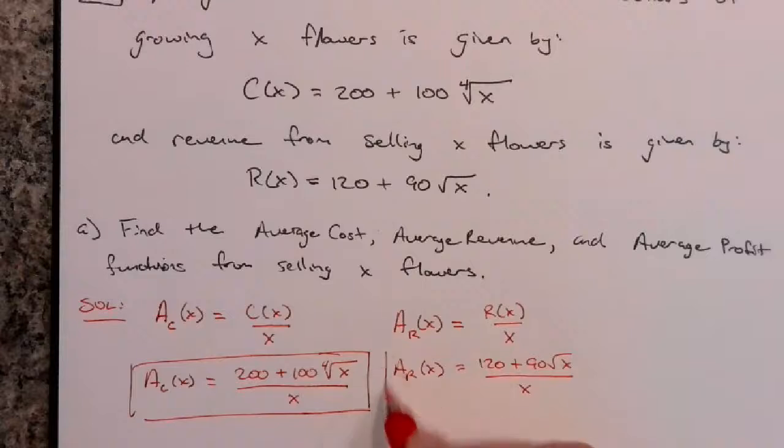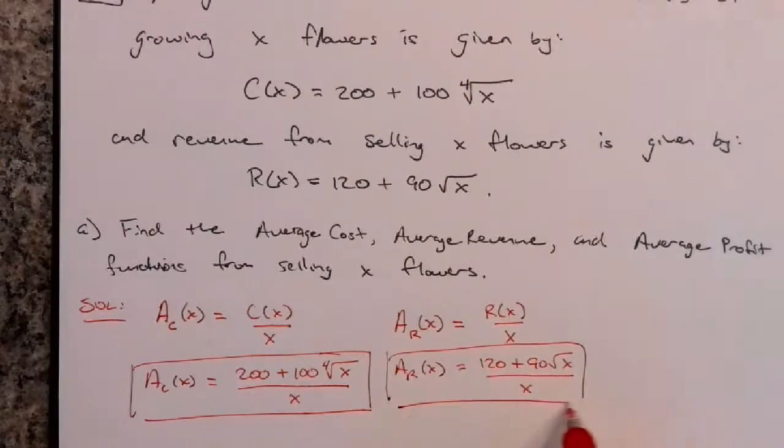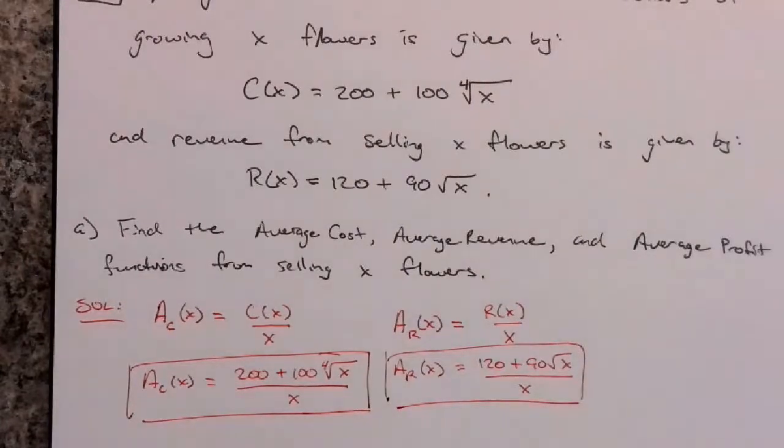Remember, this is just the name I gave it. You could have called it anything you wanted, but don't call it one of the functions you already know you need to use. You can't call it C of X, R of X, or P of X.